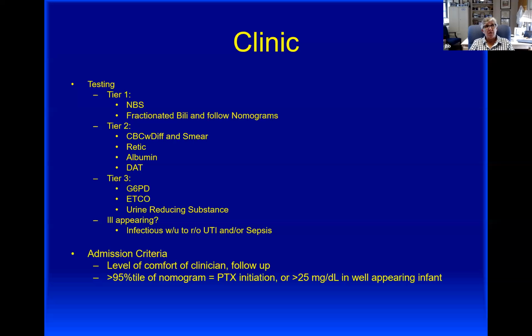We had this problem over Labor Day with how we were going to get them checked, who was going to follow them up. So again, everything may affect whether you're going to admit for bilirubin therapy. Obviously, if it's the 95th percentile, you're going to initiate phototherapy, or if it's greater than 25 in a well-appearing infant, you're going to admit for phototherapy as well.